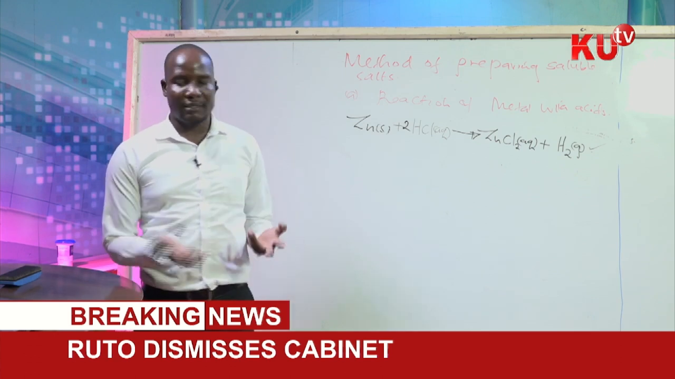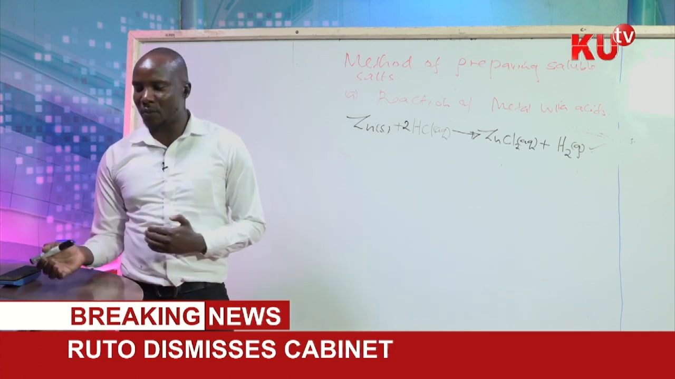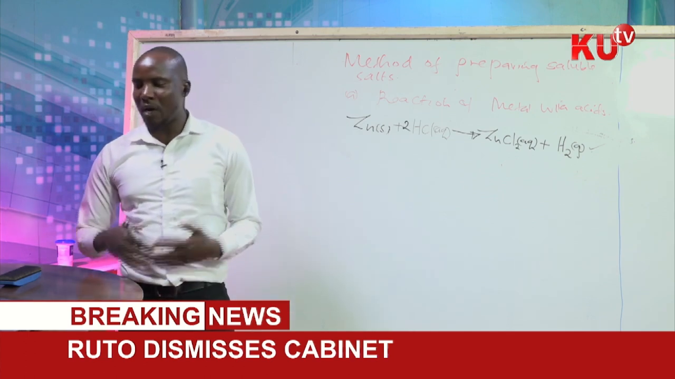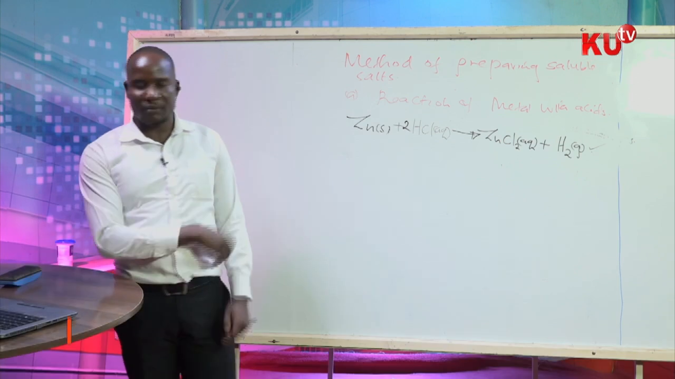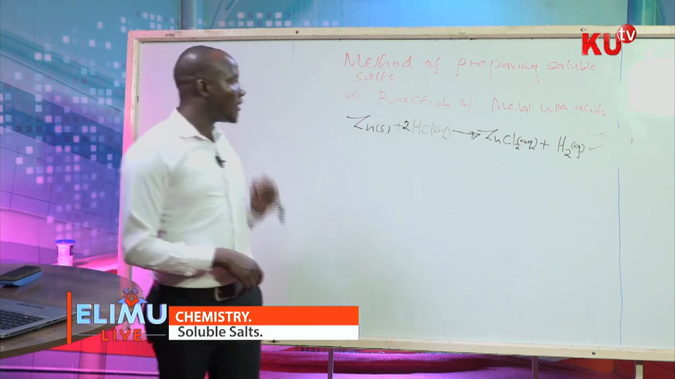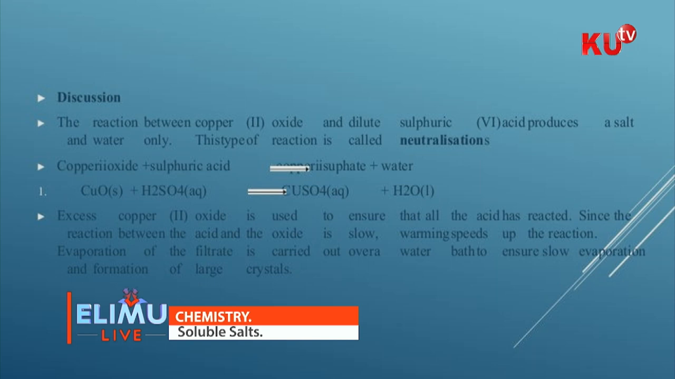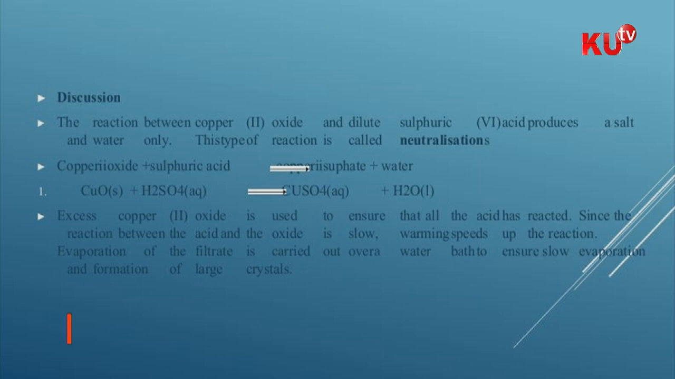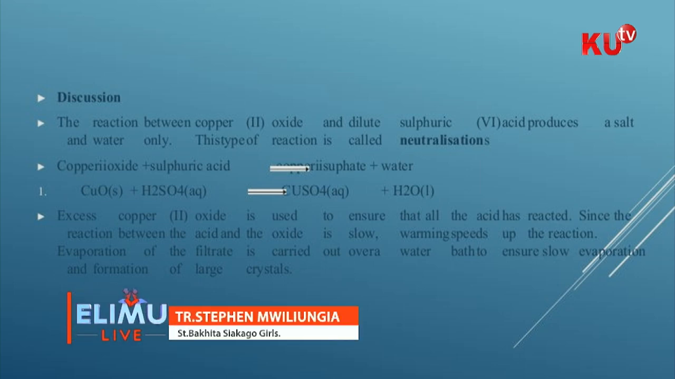Now let's go through the discussion and point out why we are doing this: why we use copper 2 oxide in excess, and why we are warming. Let us go to the discussion on the preparation of copper 2 sulfate. Next is the reaction between copper 2 oxide and dilute sulfuric acid. As you can see on the screen, copper 2 oxide reacts with sulfuric acid to produce copper 2 sulfate plus water. That is the chemical equation on the screen.